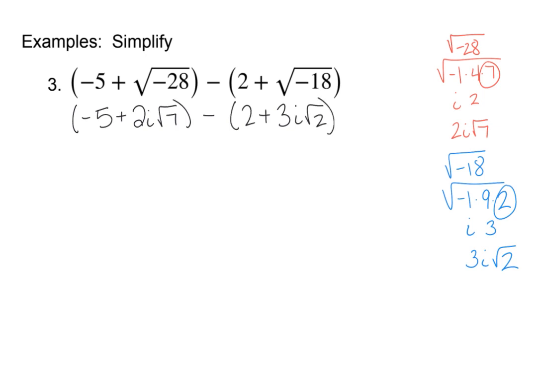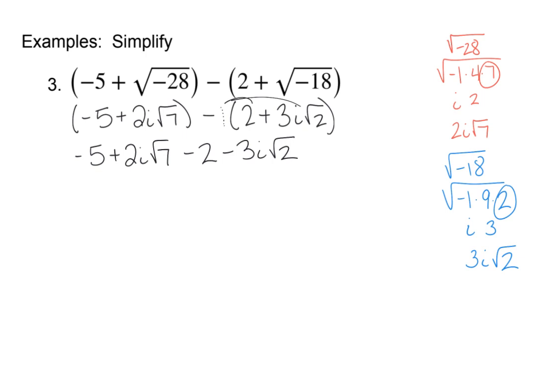We've got some parentheses to deal with, but these parentheses, especially this one here, mean nothing because there's just a 1 out front. Be careful, this one has a negative out front, so we're going to have to take a negative 1 and distribute it through. So let's go ahead and get rid of these parentheses. That would leave me with negative 5. This isn't going to change in the first bit. Plus 2i root 7. But I'm going to take this negative 1 that's sitting here and distribute it through to this stuff. Now it's a negative, so it's going to make this negative 2 and negative 3i root 2.